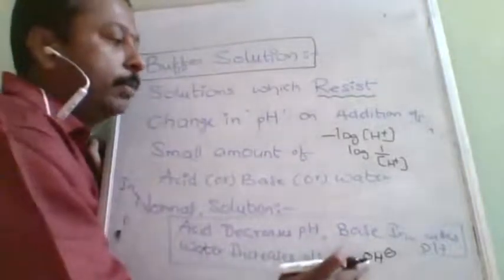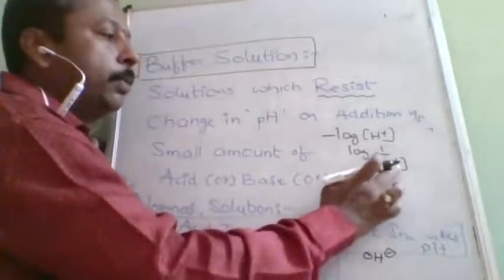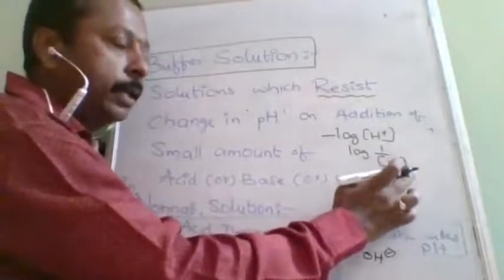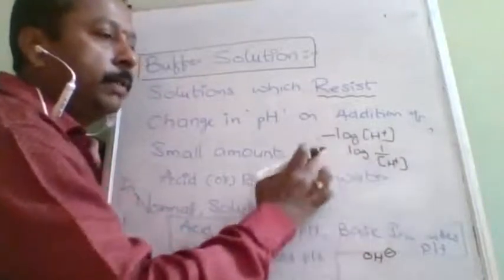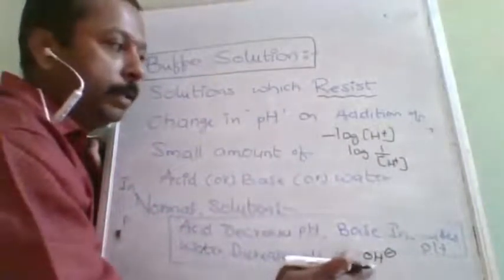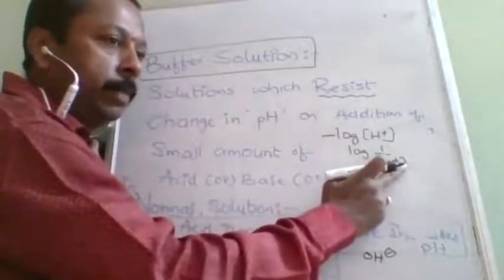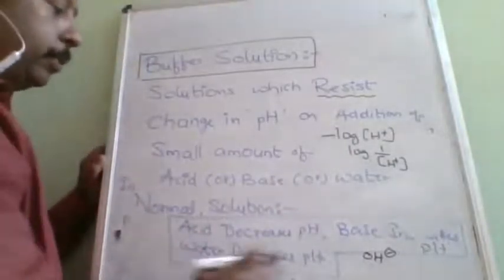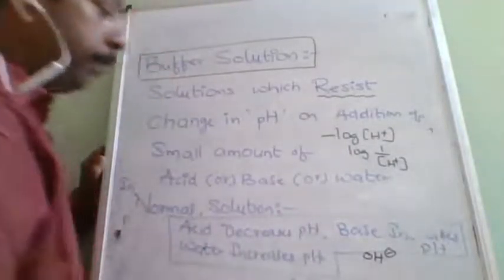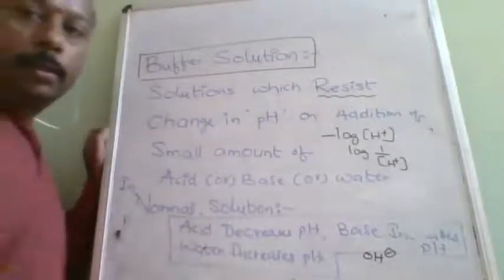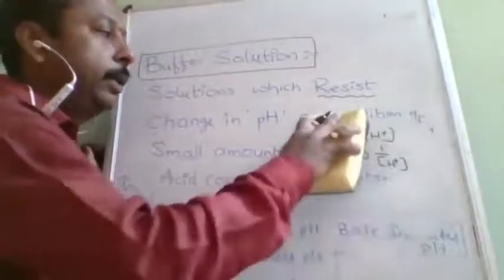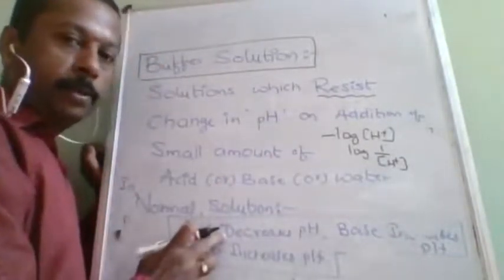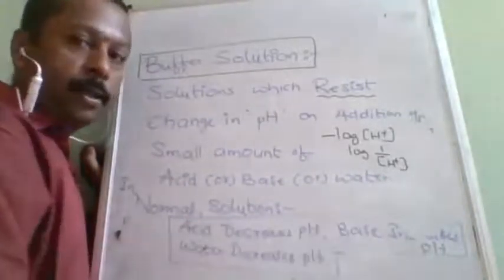So when OH minus is added, suppose the H positive decreases by 10 times, then pH will increase by 1. When OH minus is added and H positive concentration decreases by 1000 times, pH value will increase by 3. Now the same way, the case with water. This is a different condition. All three conditions are different. Here it is due to an increase in H positive. Here it is due to a decrease in the concentration of H positive.